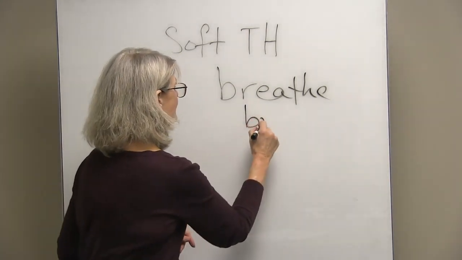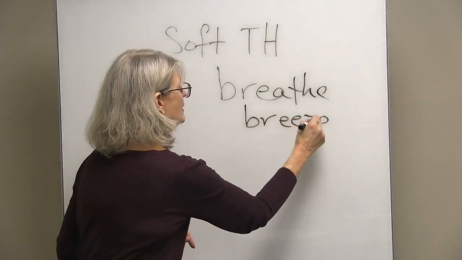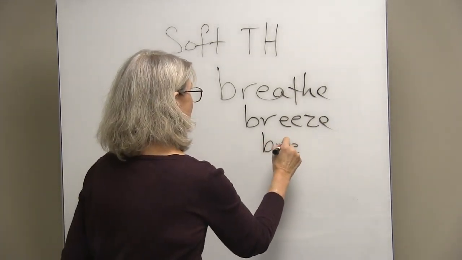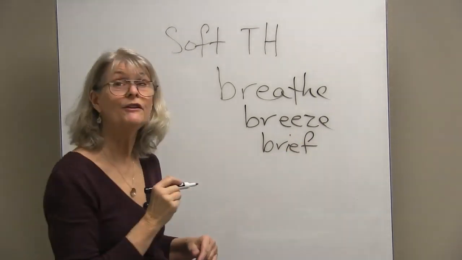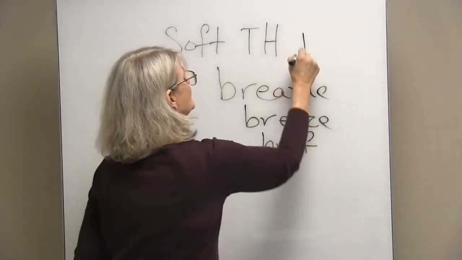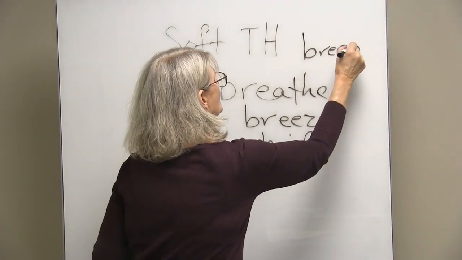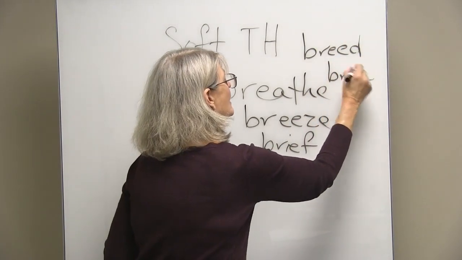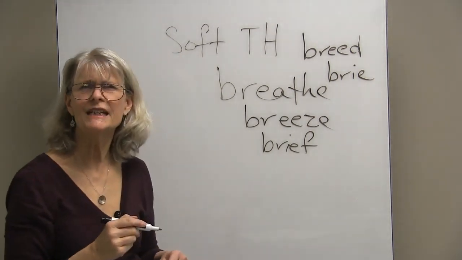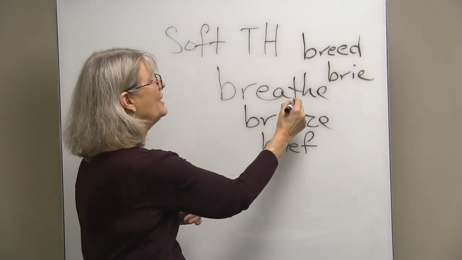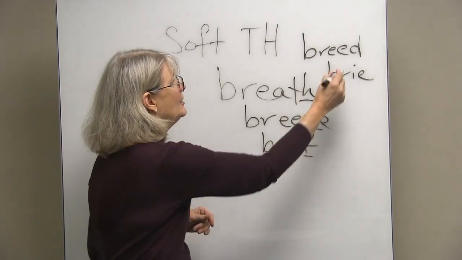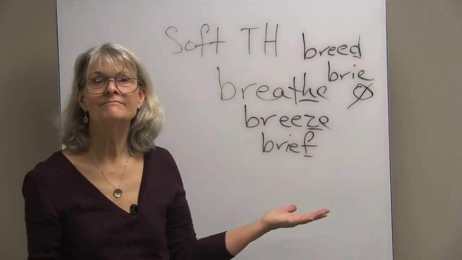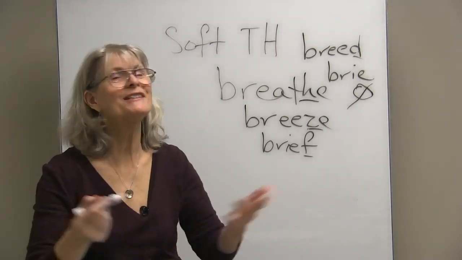Breeze, or this word. Brief, or this word. Breed, or this word. Brie, which is a kind of cheese. Okay, so here we have breathe, breeze, brief, breed, and brie, which has no consonant at the end. Huge difference, right? Enormous difference.